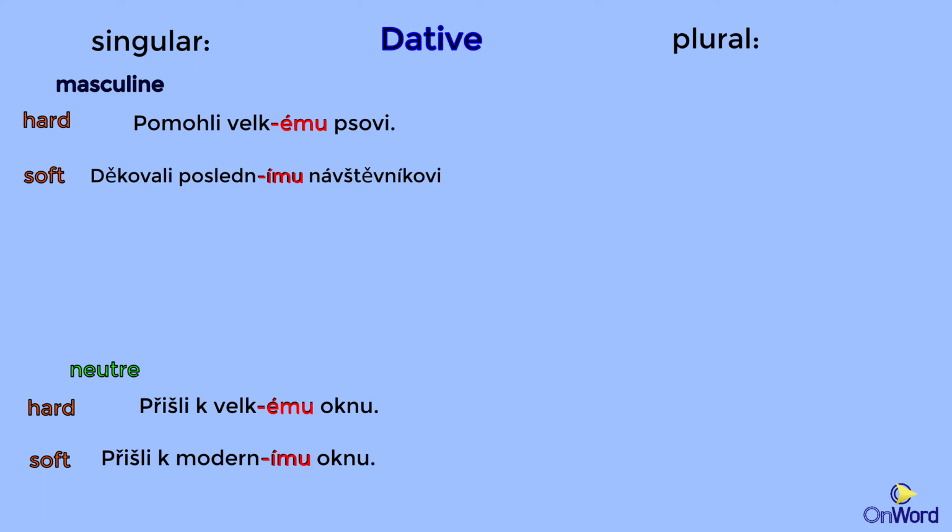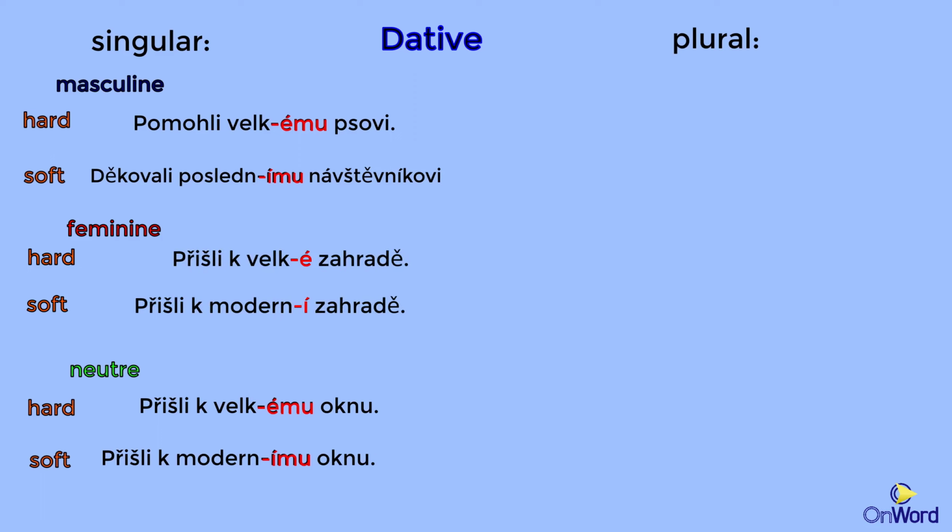Feminine singular forms are the same as in the genitive, so hard type adjectives take the suffix é. For example, přišli k velké zahradě. They came to the big garden. And soft type adjectives in feminine singular again take the suffix í. Přišli k moderní zahradě. They came to a modern garden.